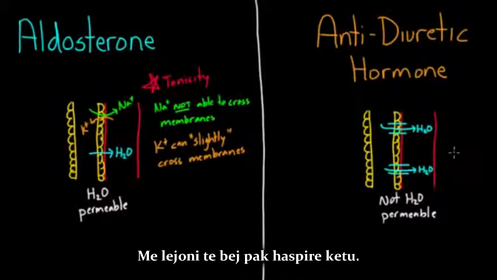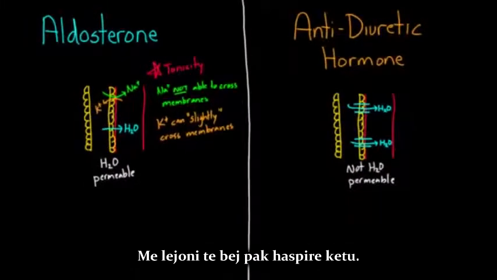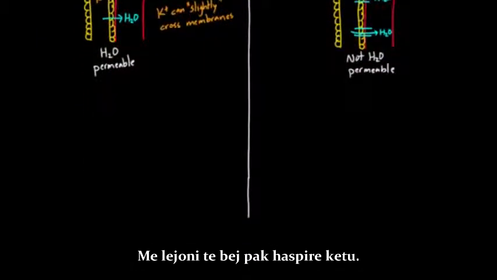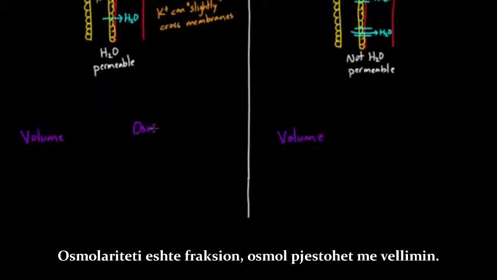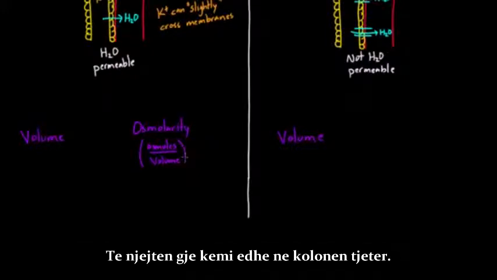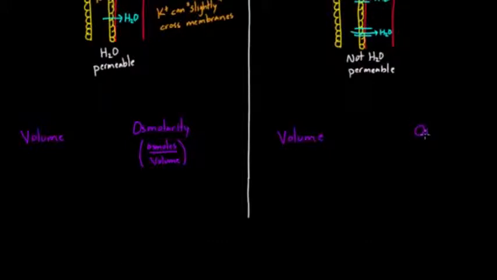So let me make a little bit of space here. Let's see if we can create some space down here. And I'm going to create two categories. So let's say one category is volume, and the other category is osmolarity. And we know osmolarity actually is simply a fraction, right? It's just osmoles divided by volume. So the same thing that we have in the other column. And I'm going to do that for this side as well. Osmolarity and osmoles divided by volume.